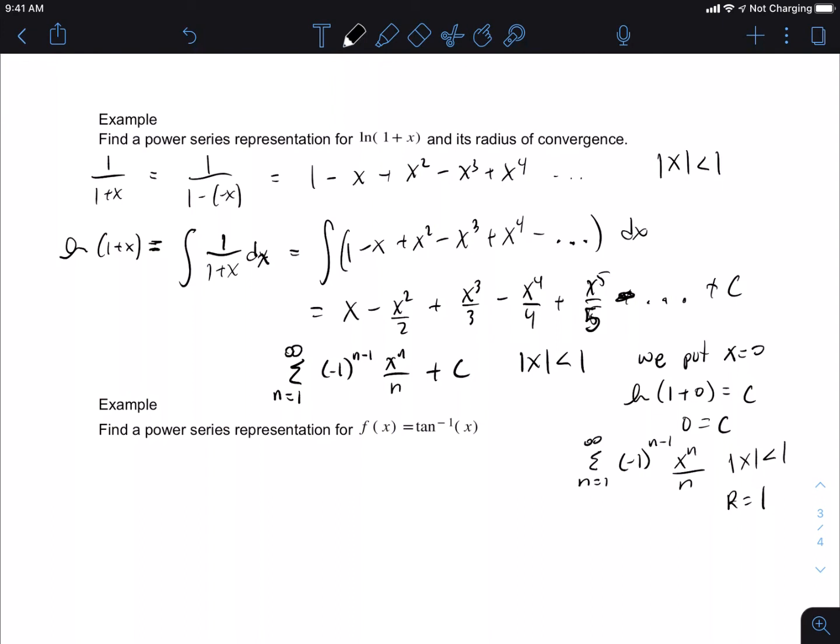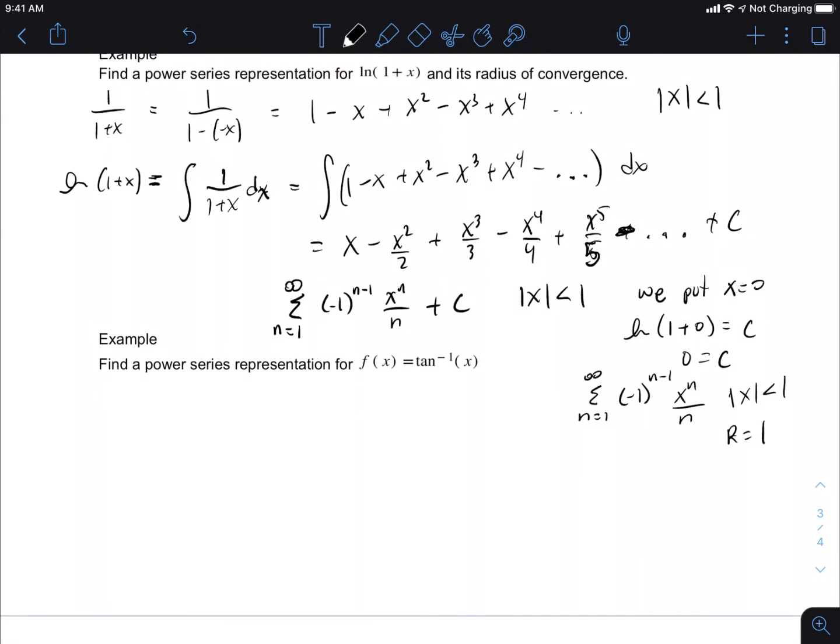But again, all of this is understanding and seeing manipulation. So in this next example, it says, let's find the power series for tangent inverse. Well, tangent inverse we don't know anything about, but we do know that the derivative of tangent inverse is going to be 1 over 1 plus x squared. And it looks like it's one that we may have played with before, right? Did we play with that one already? Yeah, we did, which is cool.